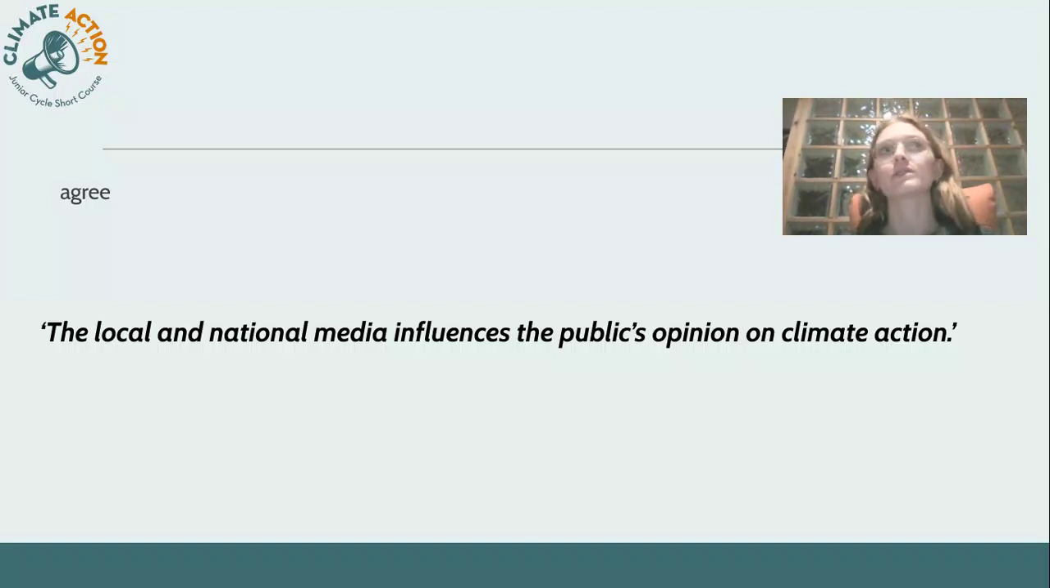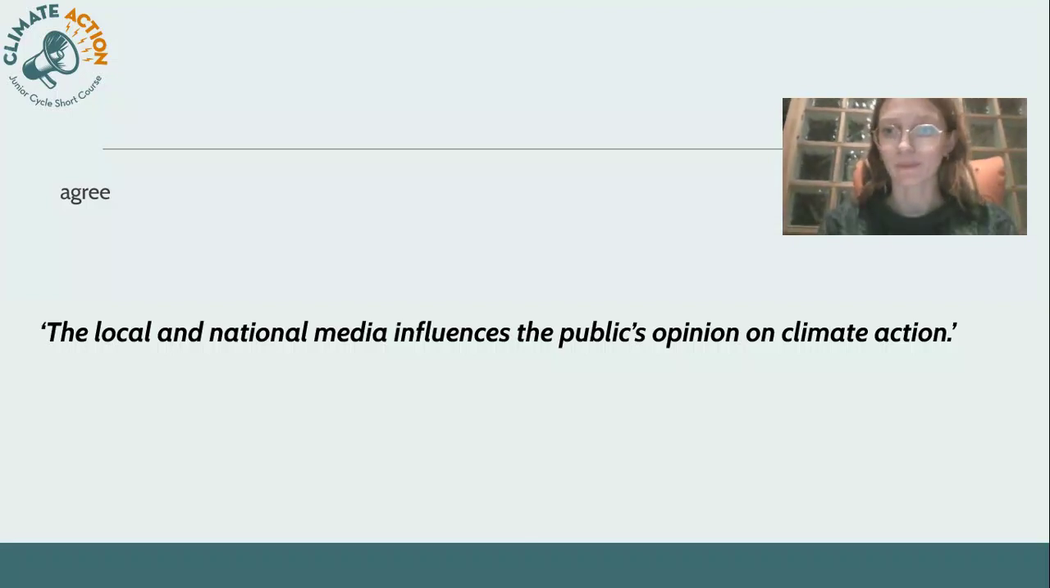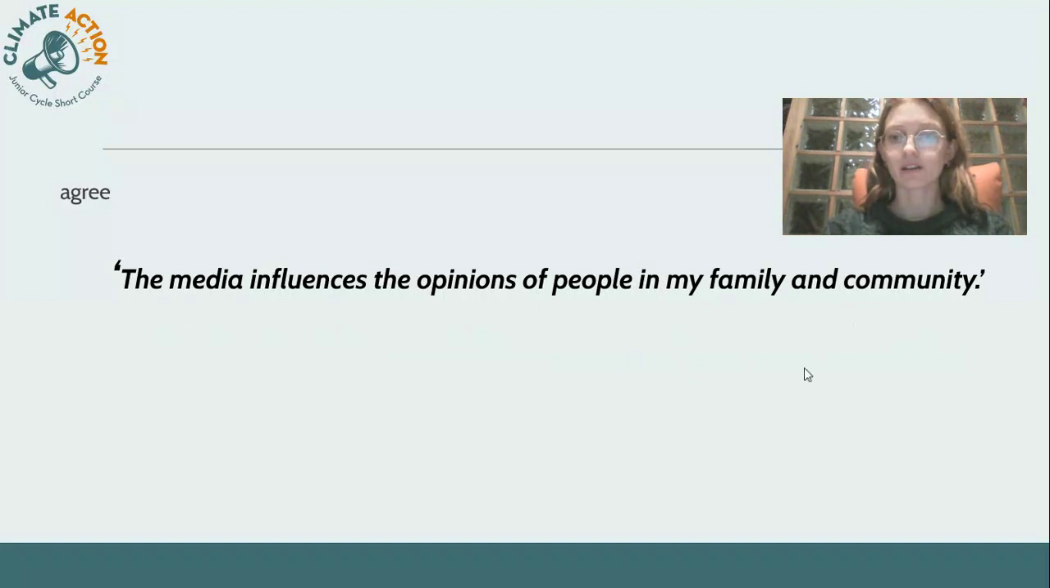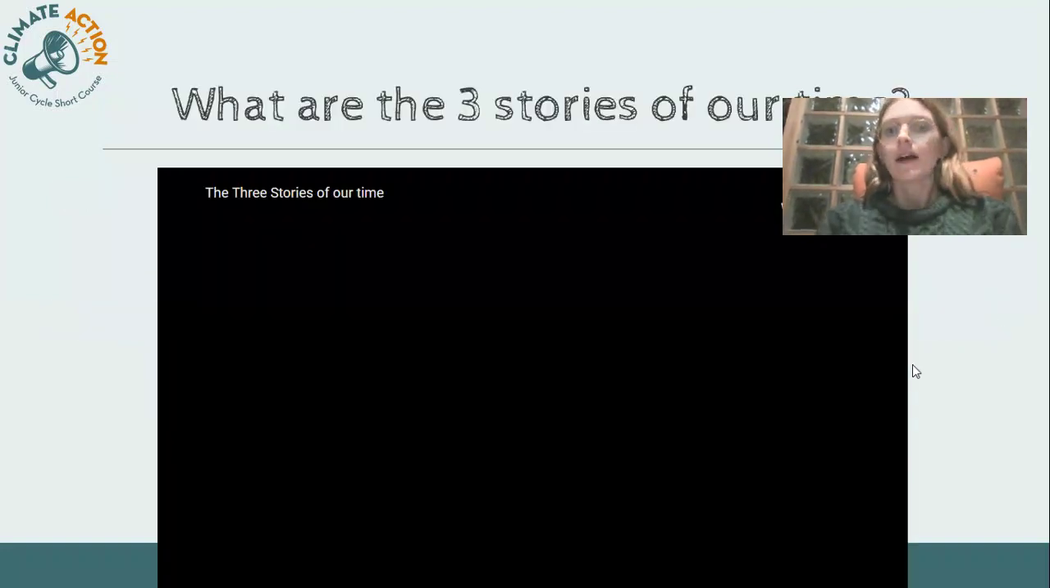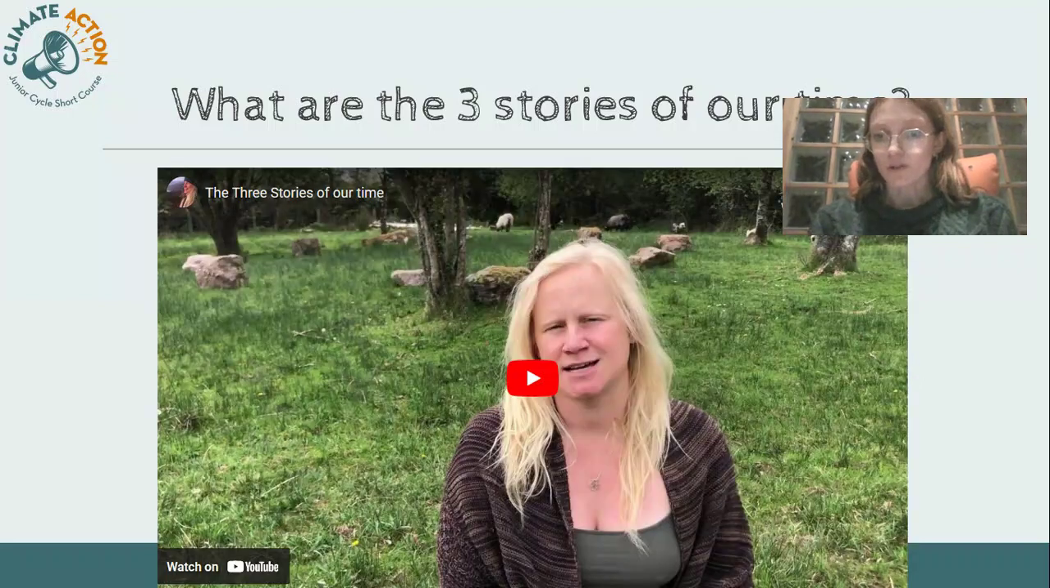And then what you have to do is draw out answers. So you ask students, why are you standing over there? What does that mean to you? And encourage students to move along the line if they hear an opinion that's changed their mind. So it's just getting them to start thinking about these things and draw out different opinions in the room. So we've got 3 questions about the influence of the media and social media. And then we have this introduction to the 3 Stories of Our Time.